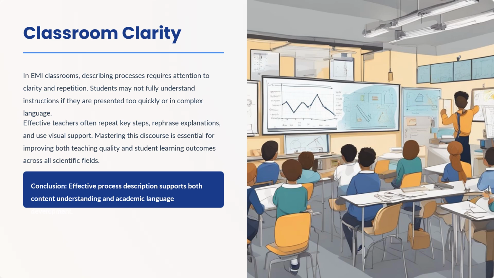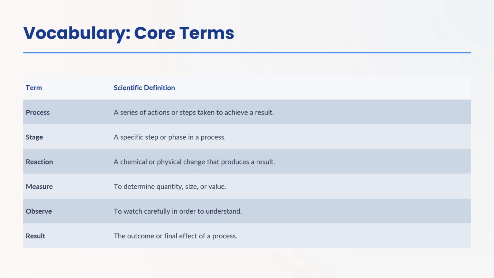Let's look at our power words today. In science, words like process and stage are our structural anchors. Observe is more than just see, it implies systemic watching, and measure implies precision. When we use these words, we are signaling to the students that we have moved from casual conversation into a scientific method.